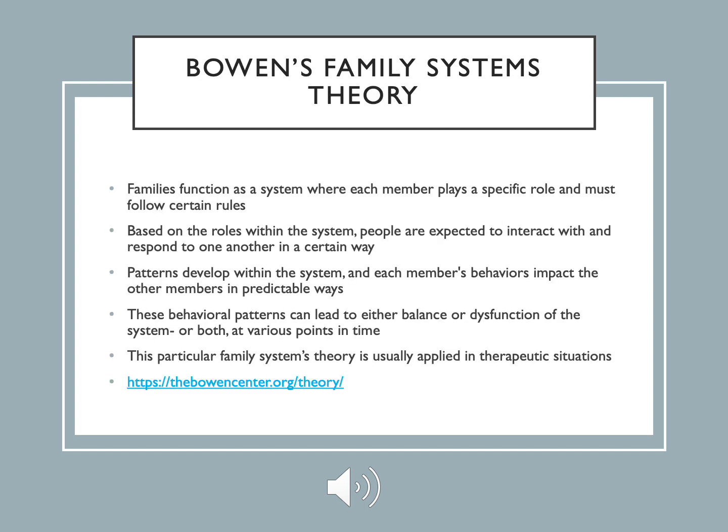To get us started, we're going to be talking about Bowen's family systems theory, and there's a great article linked at the bottom of this slide, so feel free to check that out if you need more information regarding this theory. But basically this theory is thinking about families and how they function as a system, and each individual person plays a significant role within the family, and there are delineations of the roles and there are rules as to who participates in what kind of role.